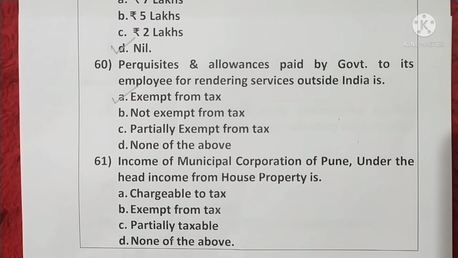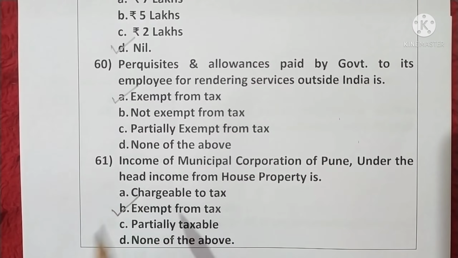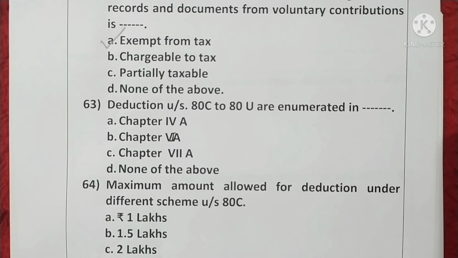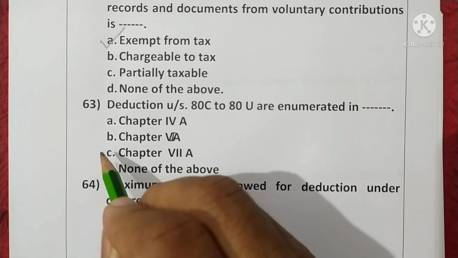Question 61. Income of Municipal Corporation of Pune under the head income from house property is exempt from tax. Option B is correct one. Question 62. Income of a political party maintaining audited records and documents from voluntary contribution is exempt from tax. Option A is correct one. Question 63. Deductions under section 80C to 80U are enumerated in a dash dash. The deductions are enumerated in chapter 6A. Option B is correct one.